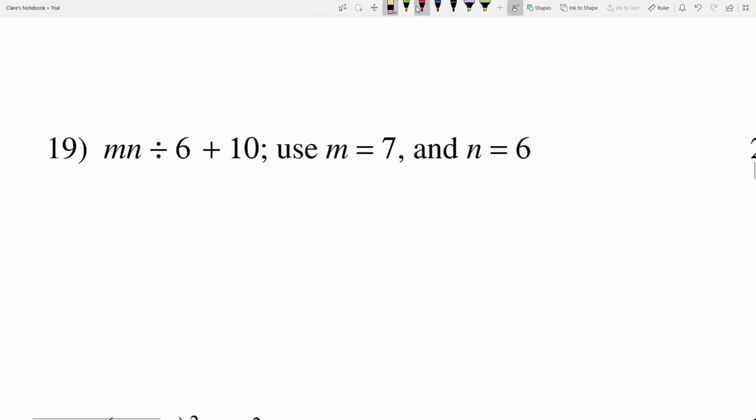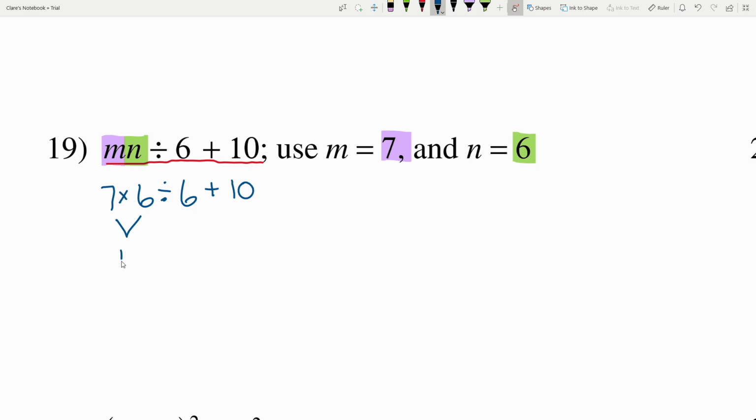Now for number 19, my expression is m times n divided by 6 plus 10. M is 7 and n is 6. So m, 7 times n, 6, divided by 6 plus 10. I'll start. Remember, multiplication and division occur at the same time within order of operations, except I work left to right. So I'll start with 7 times 6, which is 42.